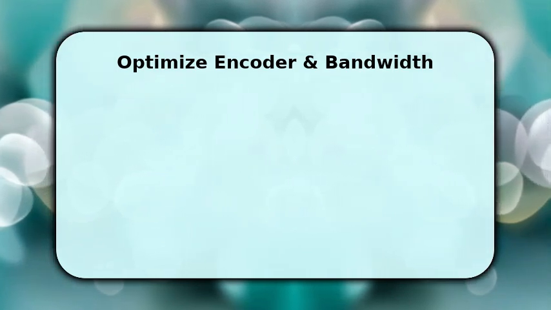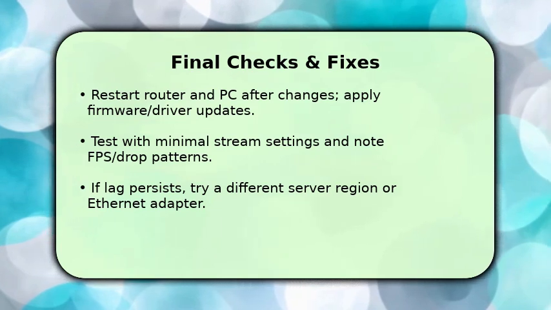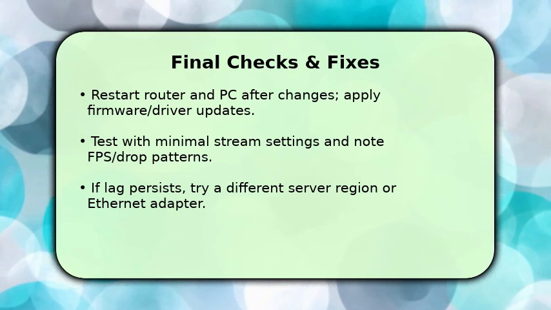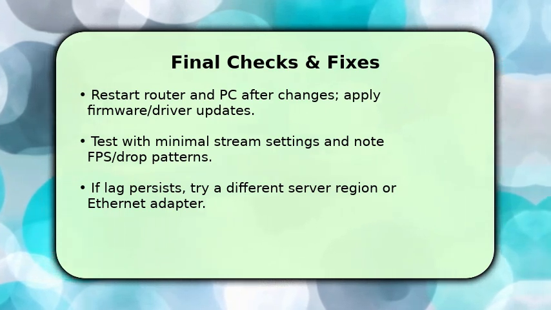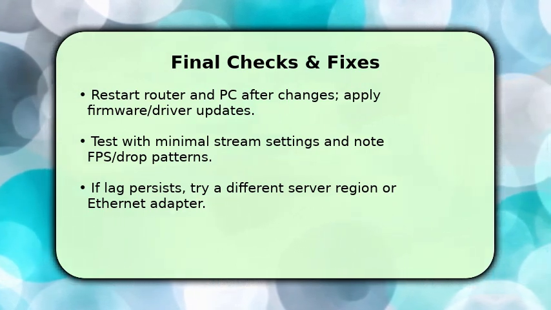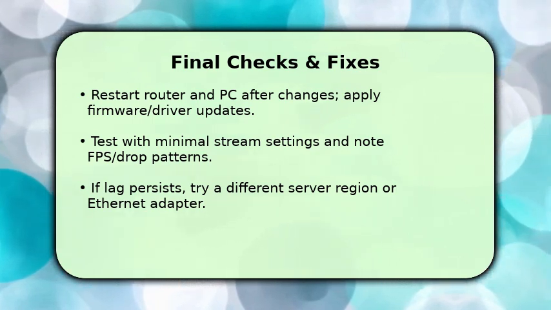You finish by rebooting both router and PC so network routes and drivers apply cleanly. Update GPU drivers and router firmware when possible because fixes often land there. Next, run a short test stream with minimal settings and watch for consistent frame drops, packet loss, or bitrate spikes so you know what to target.